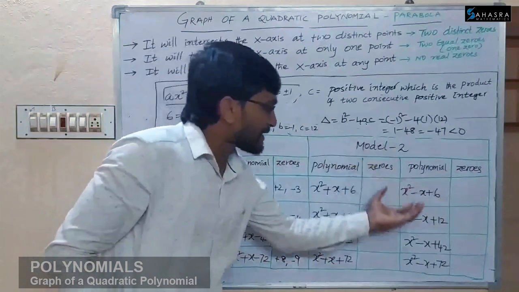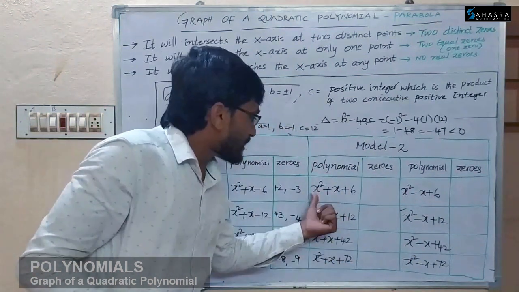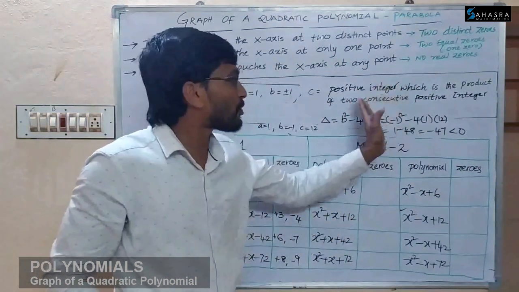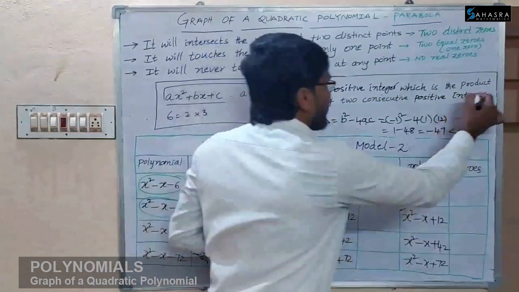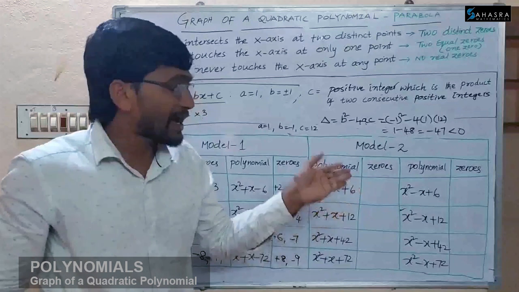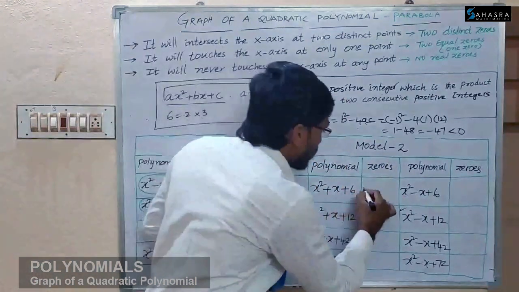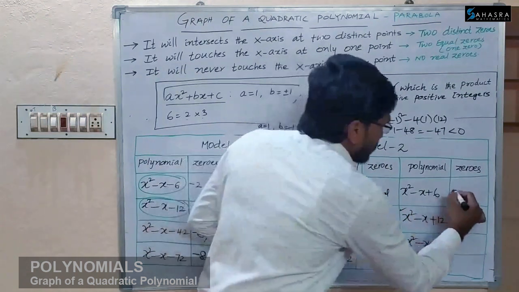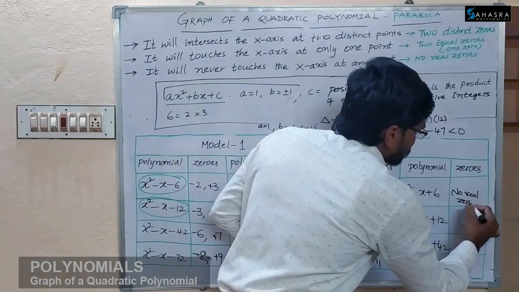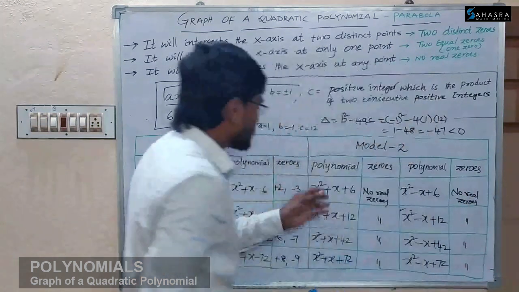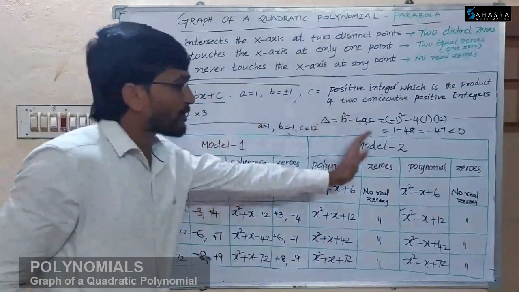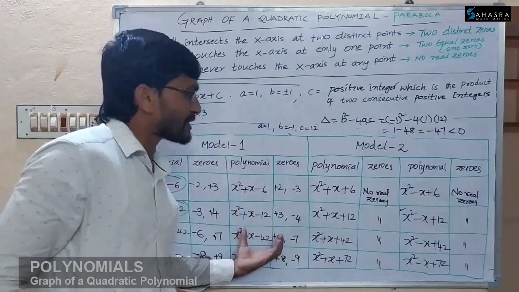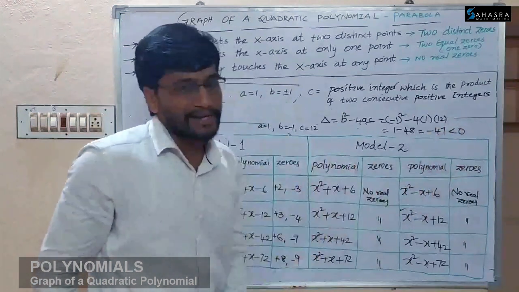So, particularly if we consider this type of polynomials, where a is equal to 1, b is equal to either plus 1 or minus 1, and c is a positive integer which is the product of two consecutive positive integers, then this type of quadratic polynomials has no real zeros. So this has no real zeros. This also has no real zeros. So here I consider only one polynomial, and in two models I explained clearly. So this type of polynomials has real zeros which are distinct, and this type of polynomials has no real zeros.